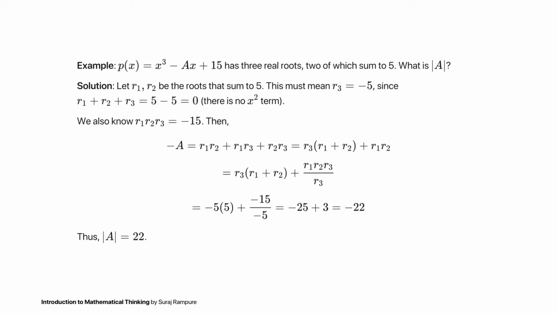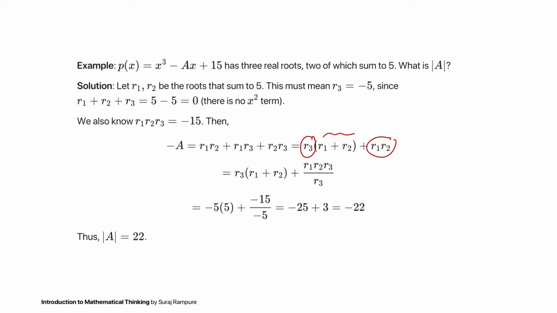We also know that the product of the roots is what? Negative 15, right? And so what we can do is we know that this negative a term will be equal to this weird combination r1 r2, r1 r3, and r2 r3, right? What we can do is factor out an r3 here. So we have r3 times the sum of r1 and r2 plus the product r1 r2. And then instead of writing the product r1 r2, because we don't know what r1 and r2 are individually, we just know that they sum to 5.